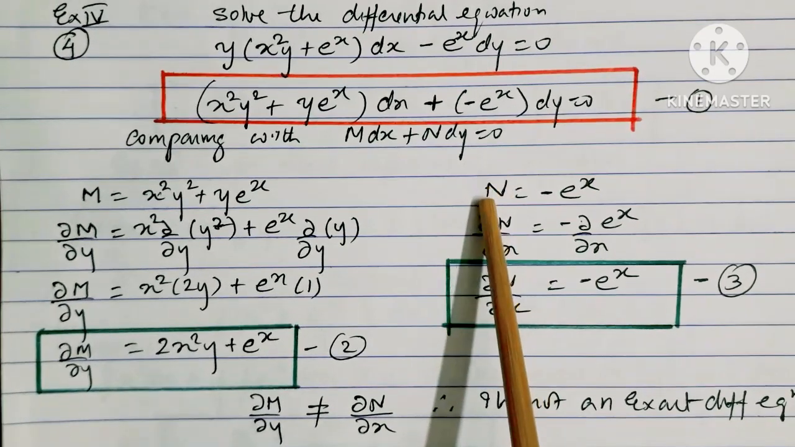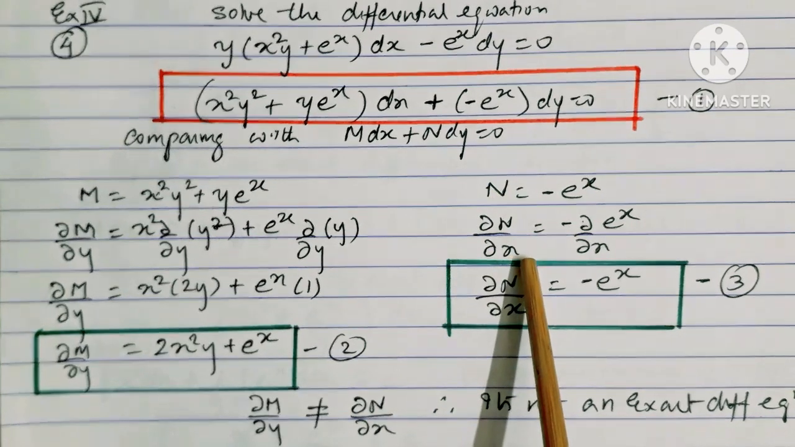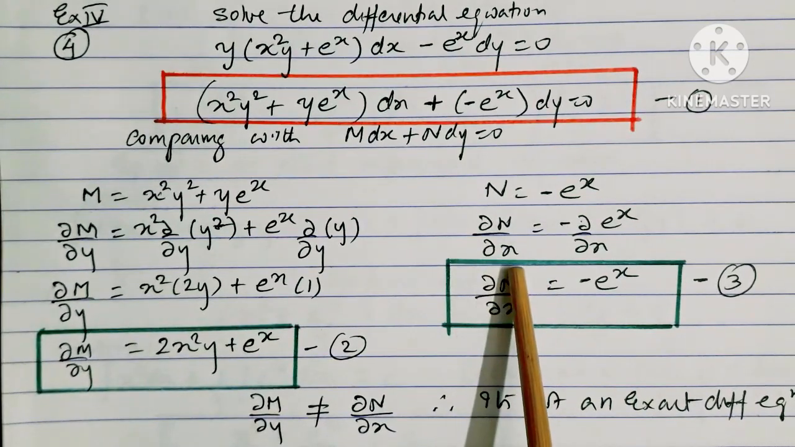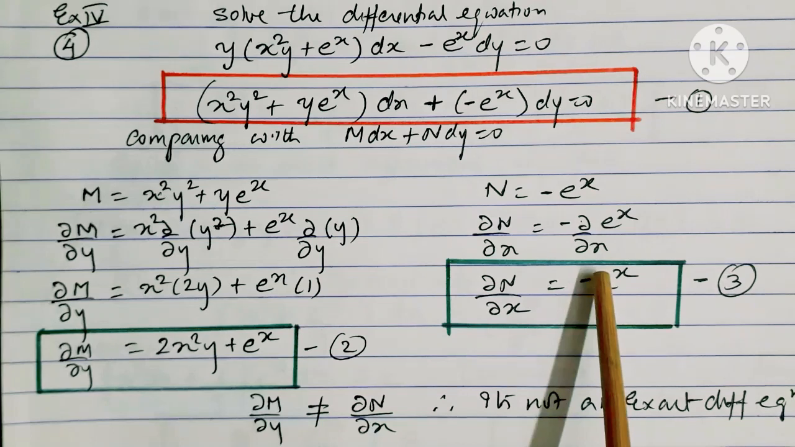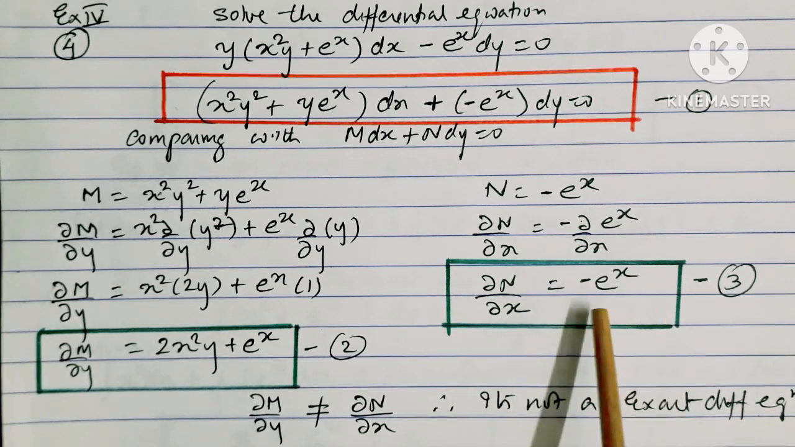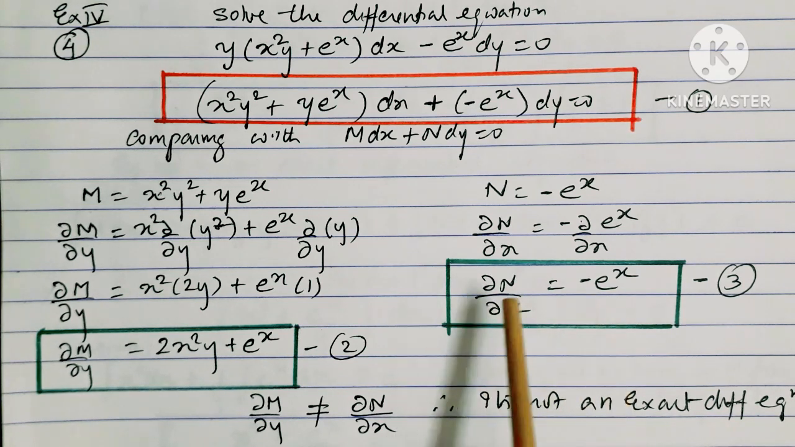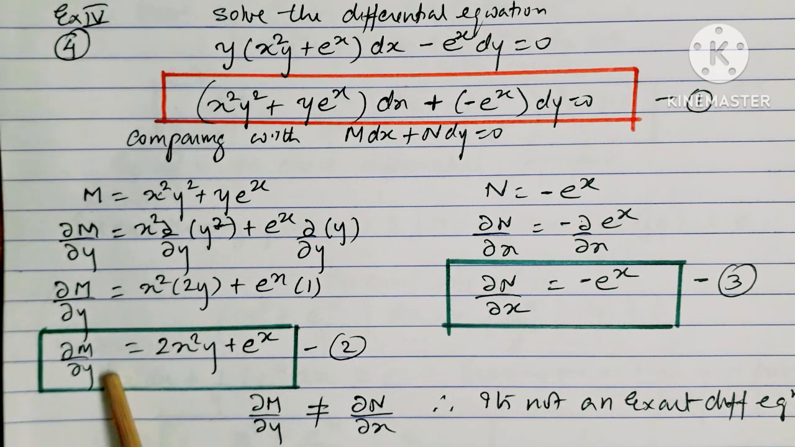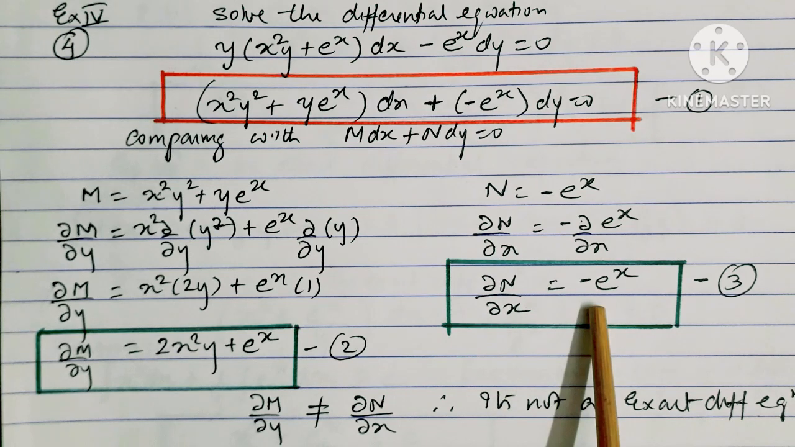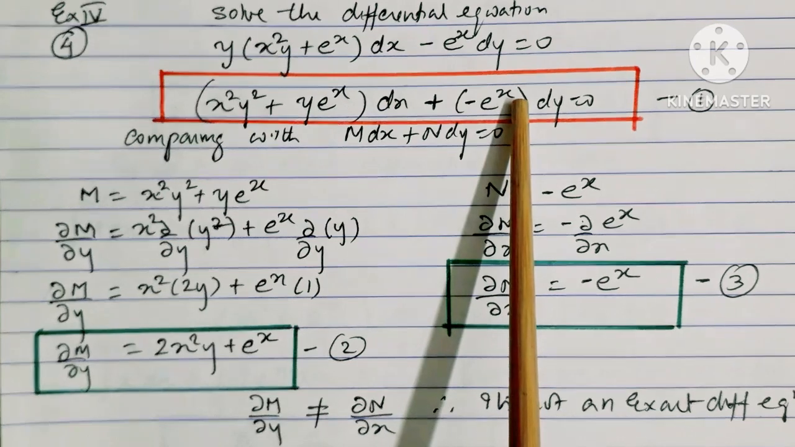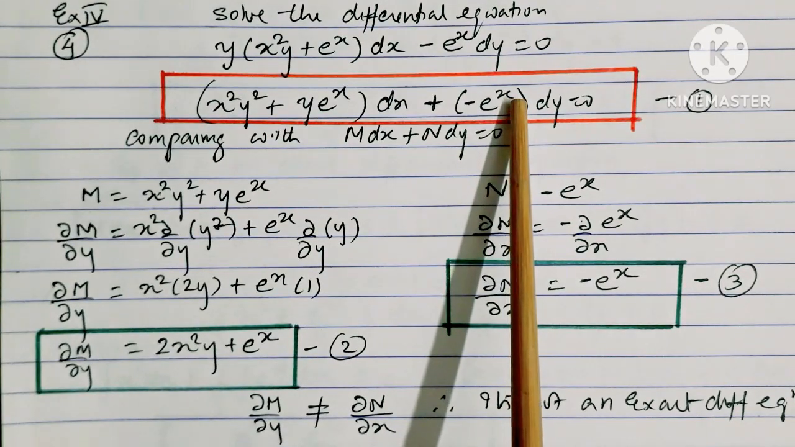Now let us differentiate N partially with respect to x. Now N is equal to −e^x, therefore ∂N/∂x is equal to −∂/∂x of e^x. Now ∂/∂x of e^x is equal to e^x, therefore ∂N/∂x is equal to −e^x. Now we can see that ∂M/∂y is not equal to ∂N/∂x. So the given differential equation is not an exact differential equation.